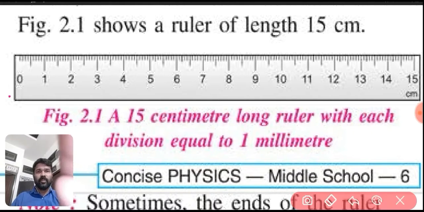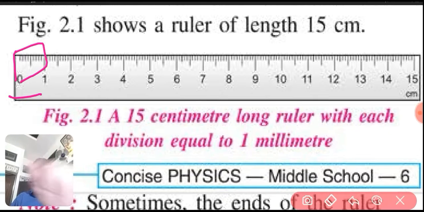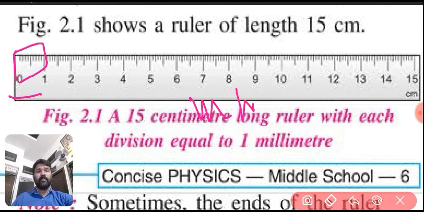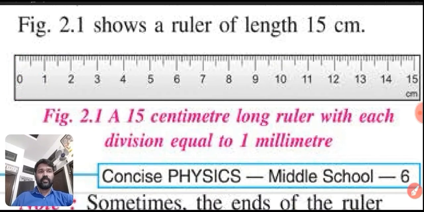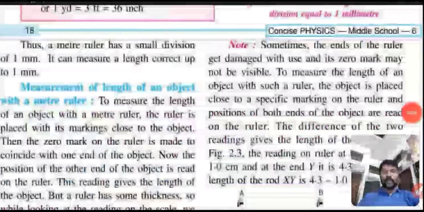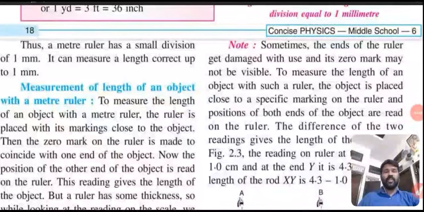You see 0 to 1. Each division is divided. If you count in between this part in your scale, you can see 10 equal parts. That shows the millimeter. Thus, a meter ruler has a smallest division of 1 millimeter. It can measure the length correct up to 1 millimeter.